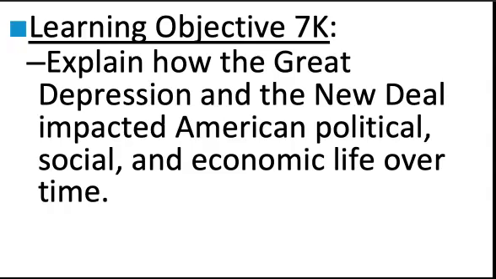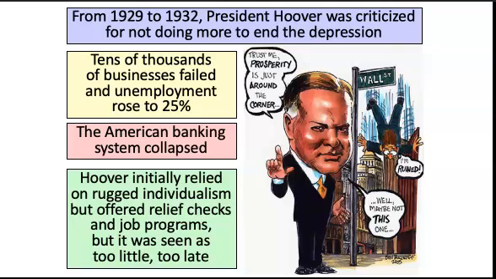Now, before we jump into our key ideas, let's go back and give ourselves just a little bit of historical context. From 1929 to 1932, President Hoover was criticized for not doing more to end the Great Depression. Tens of thousands of businesses failed and unemployment rose to 25%. The American banking system during this time completely collapsed. Initially, Hoover relied on rugged individualism, but offered relief checks and job programs, but it was seen as really too little, too late at this particular time.